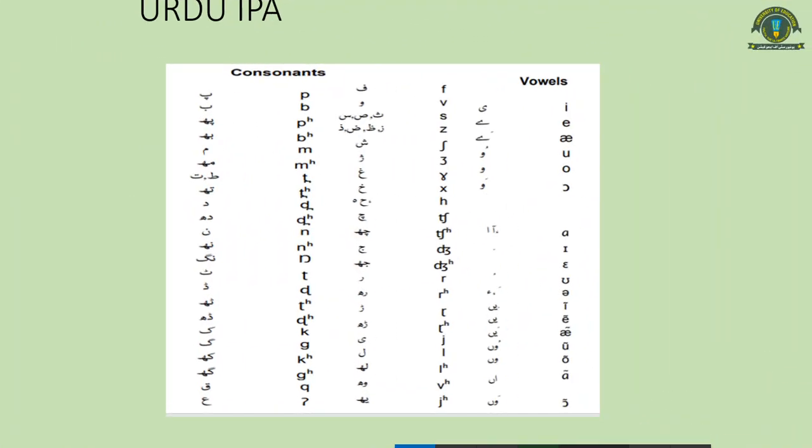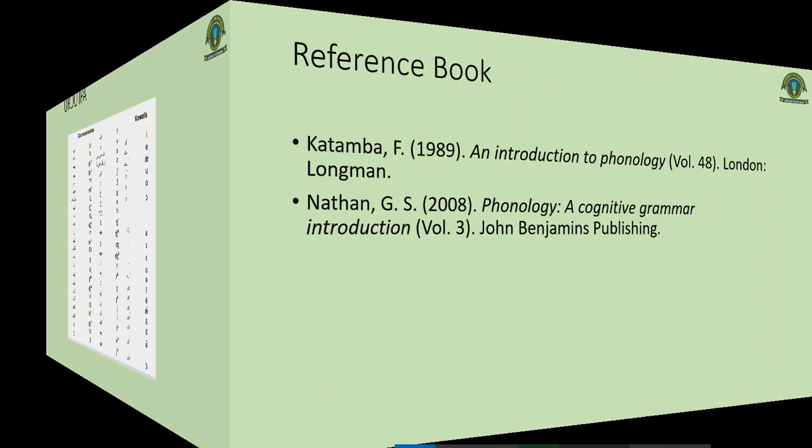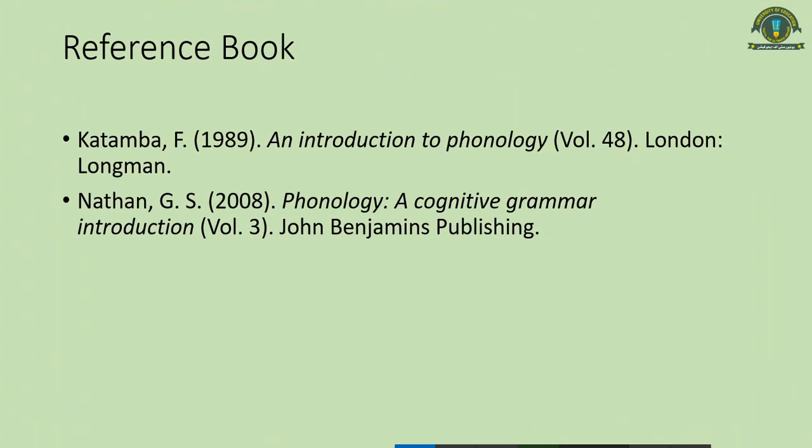Now this is just additional information: Urdu IPA has been given, and these are the reference books which have been consulted to prepare this lecture. Mostly the major class features, the manner features, and the place of articulation features have been prepared from the book by Nathan, Phonology: A Cognitive Grammar Introduction, and the vowel features have been prepared from the book An Introduction to Phonology by Katamba.